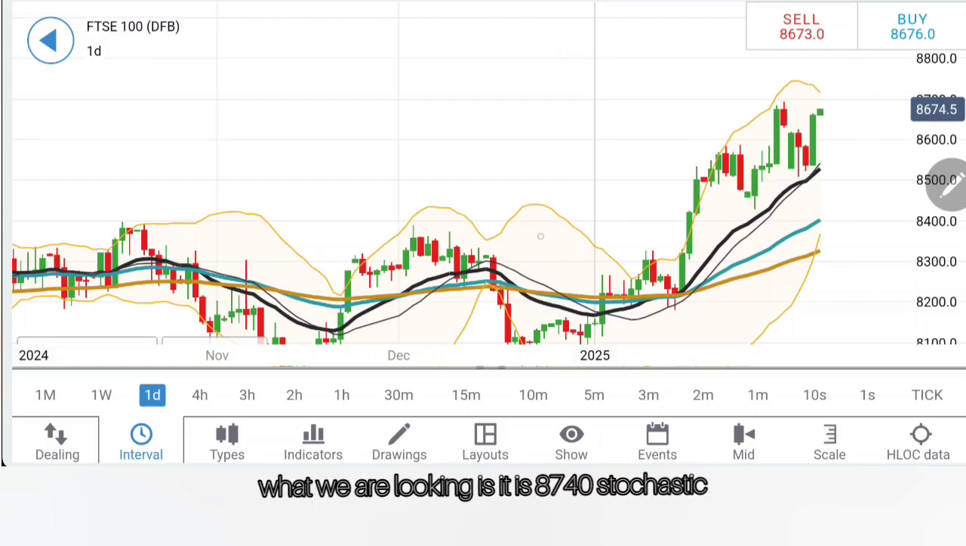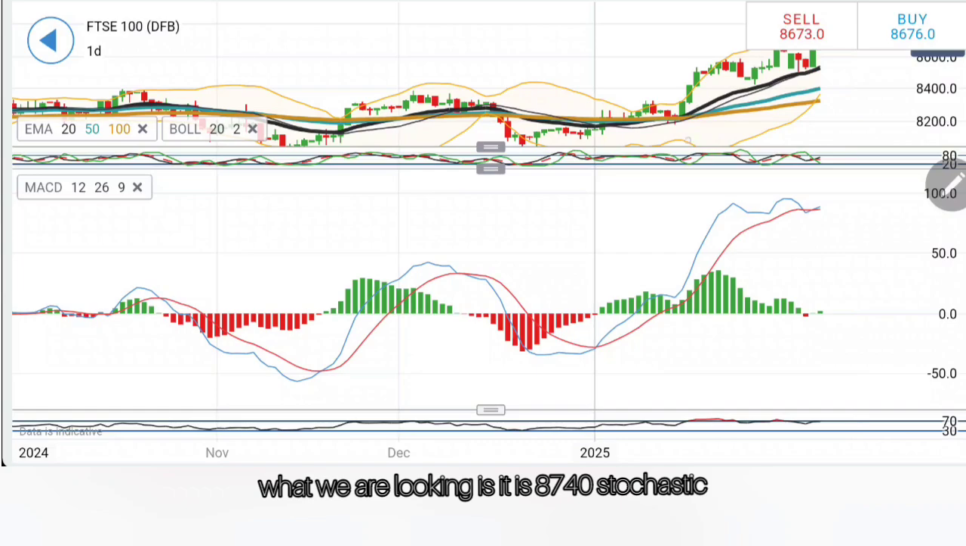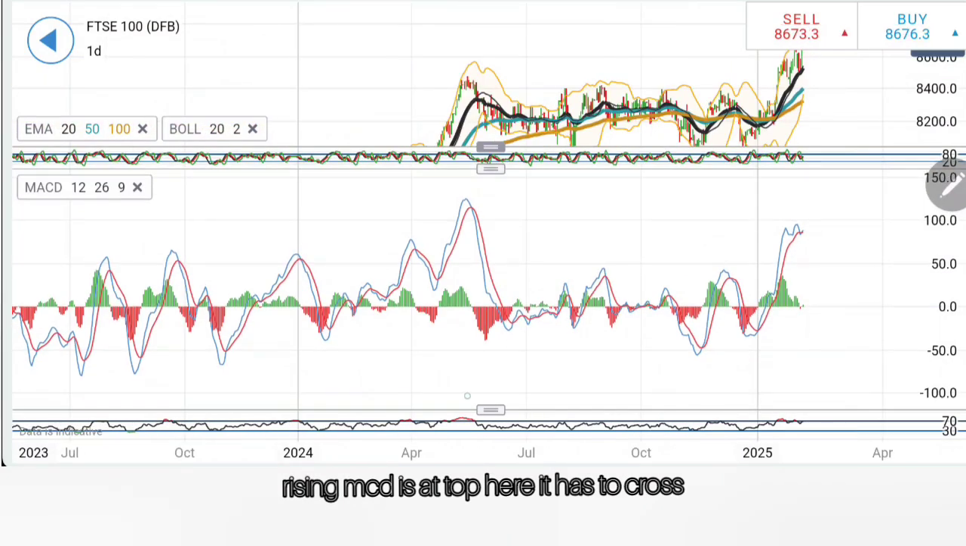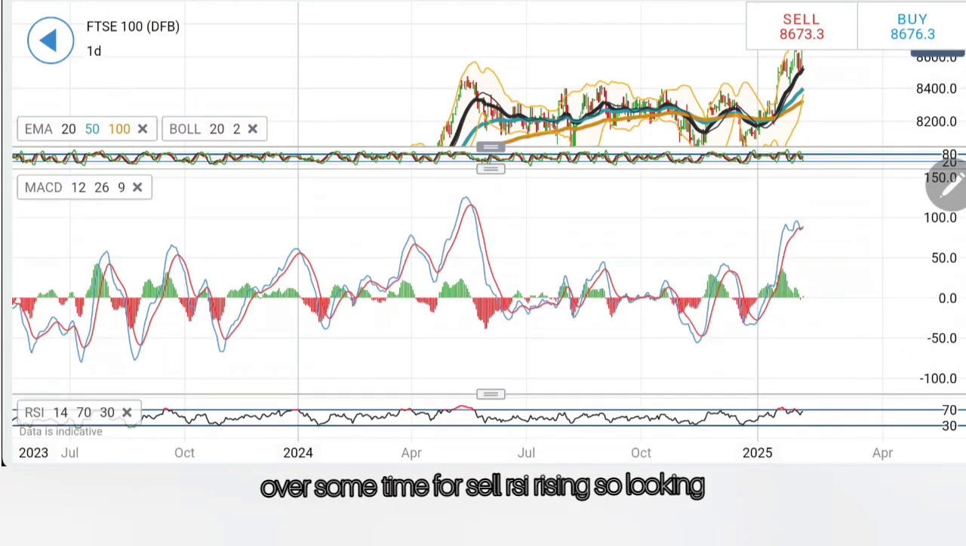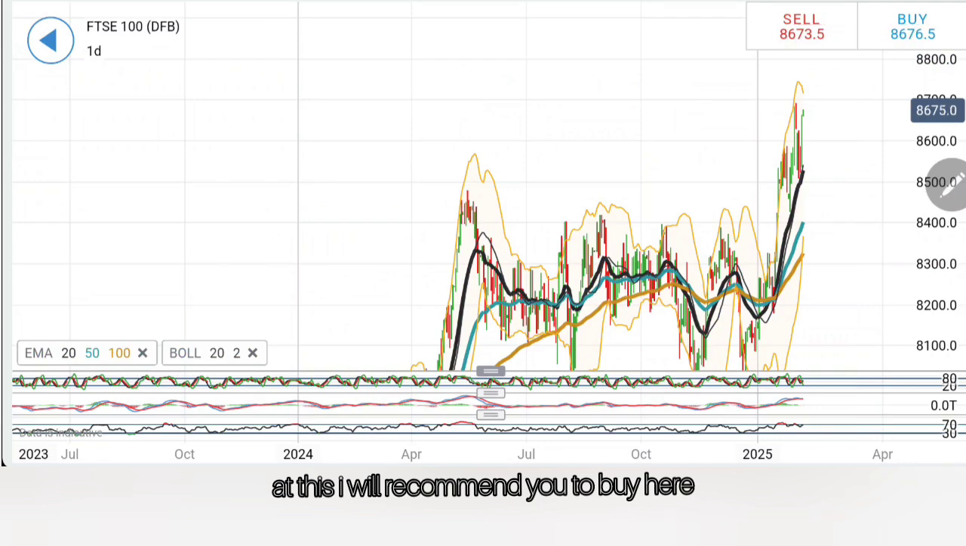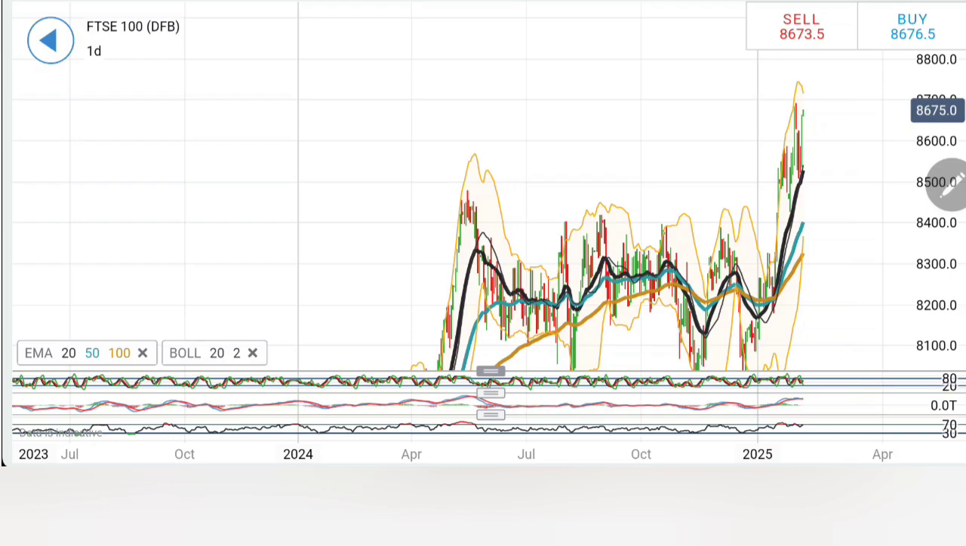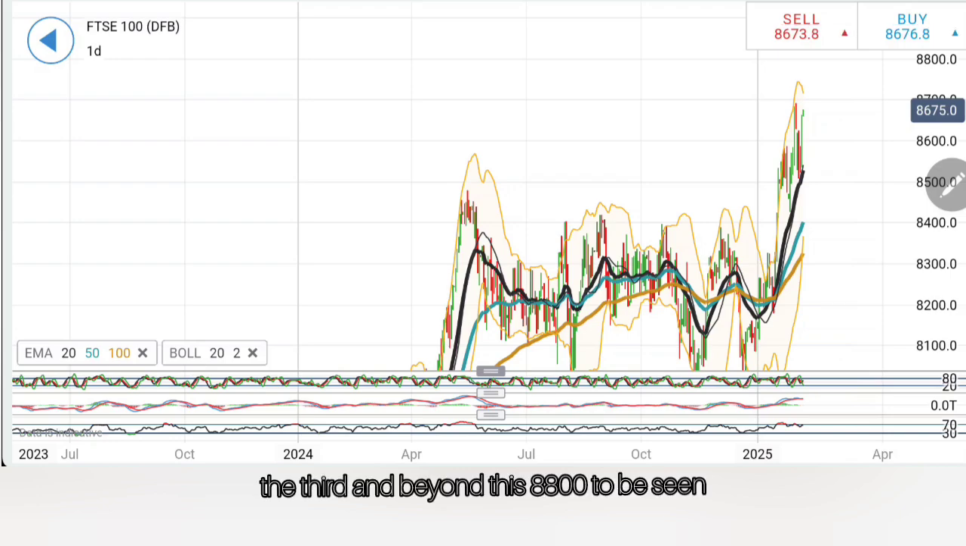What we are looking at is 8740. Stochastic rising. MACD is at the top here. It has to cross over some time for a sell. RSI rising. So looking at this, I will recommend you to buy here at 8680, 8685. Expect 8700, 8710 as the first target zone. 8735, next 8760, the third, and beyond this 8800 to be seen.